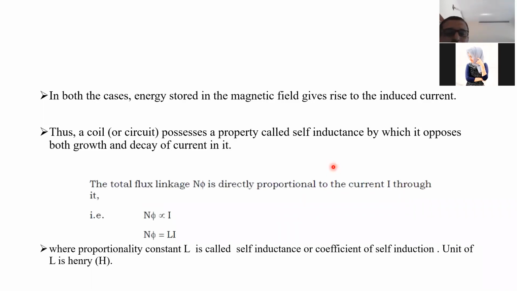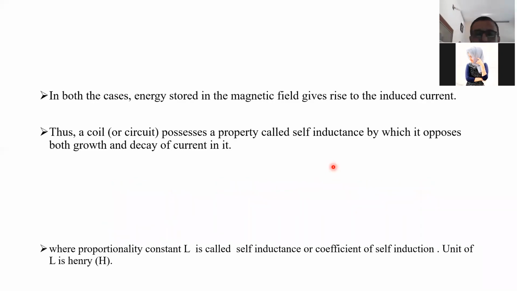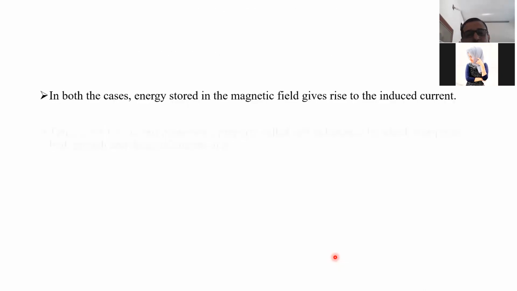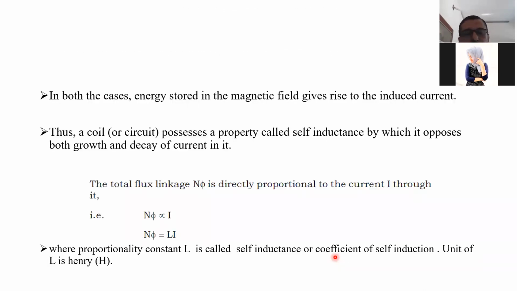We know that the flux linkage is proportional to the current. From our basic knowledge, when the current increases in this coil, flux will increase. So what can I write? And what is flux linkage? It is N phi. N phi will increase when current increases. So I can write N phi is proportional to I, or N phi is equal to L into I.